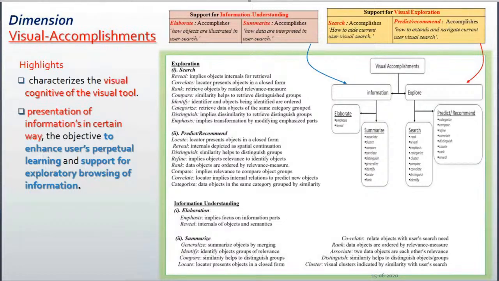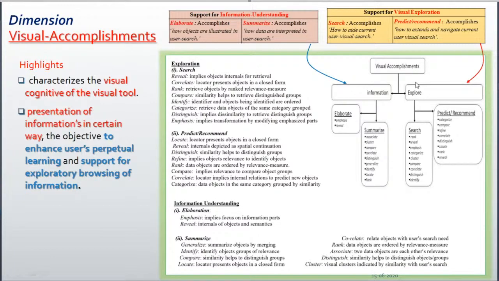So I'm placing these two dimensions of visual accomplishment in two categories. First category is simple search, which is called information understanding. So this part represents the simple search. This aspect primarily focuses on the various capabilities of the system which help the user understand the information. He will not operate on the information. He will simply see the information, simply observe it, simply save it.